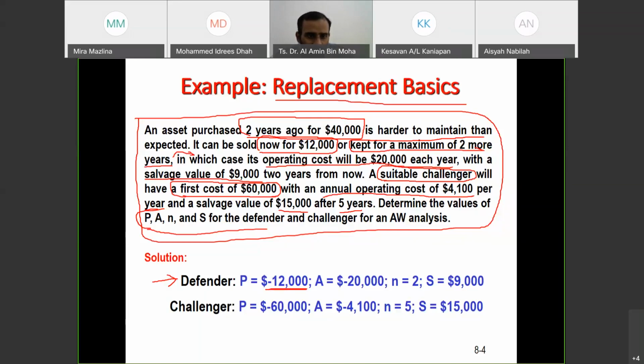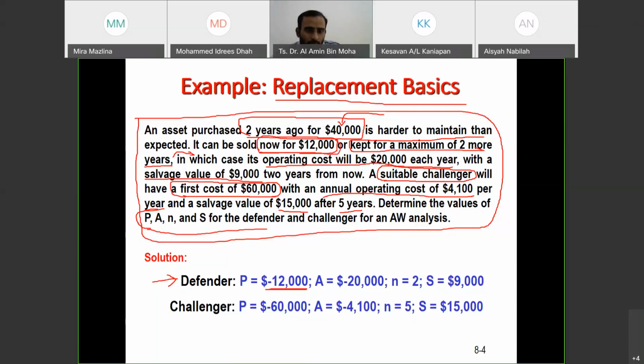You see, we never bother about this 40,000. Maybe in your assignments or projects, or if you got a final exam, the tricky part is to really extract only the needed information. Sometimes they tend to give more information, like in this example, asset purchased 2 years ago. It's nothing to do with our calculations. 2 years ago, that's why it's gone. We are not going to calculate it, because the information that we take is the current information.